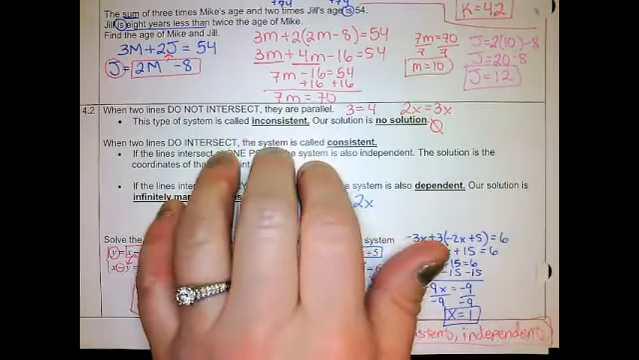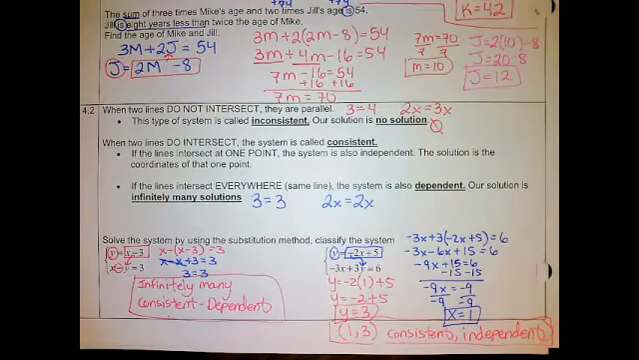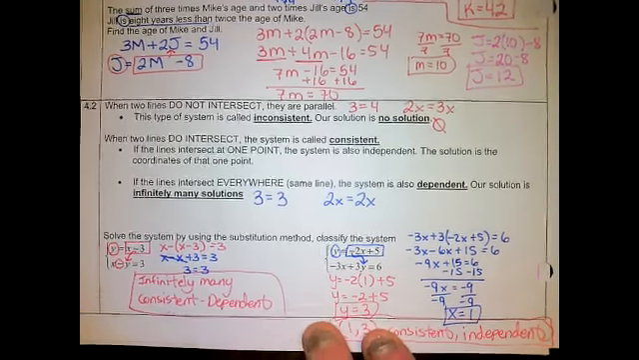We're going to continue seeing these consistent, inconsistent, dependent, and independent throughout the chapter. So make sure that you really understand that.